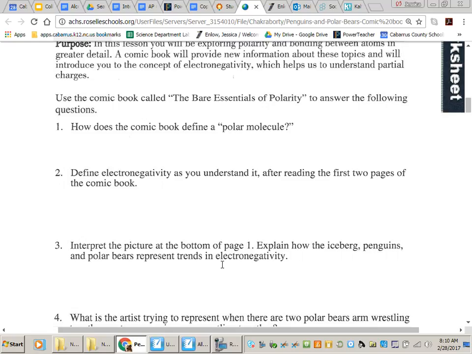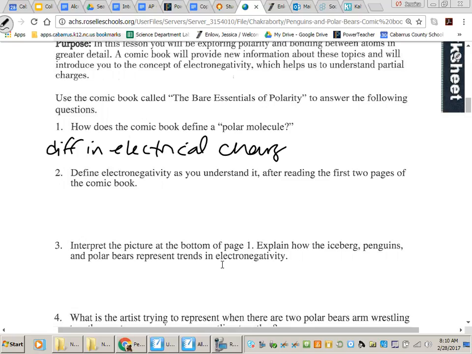So here we go. We're not multitasking, but I want you to flip through your book as we go to look for the information that's here. So how does the book define a polar molecule? Actually, I'll try to write it on the board, but how does it define a polar molecule? Will? Okay, so a difference in electrical charge across the molecule.